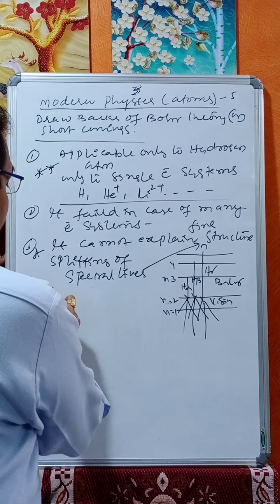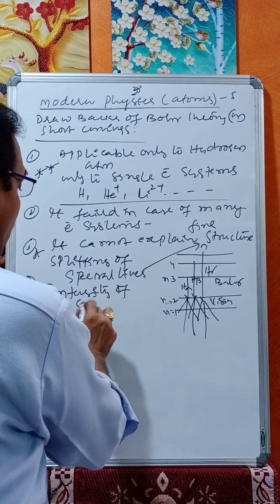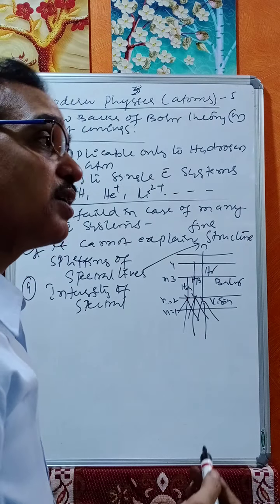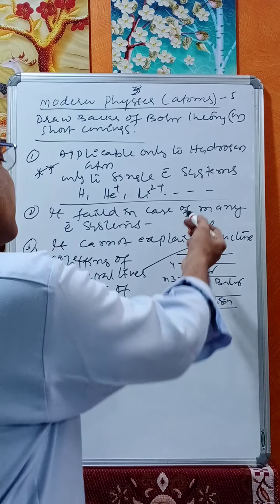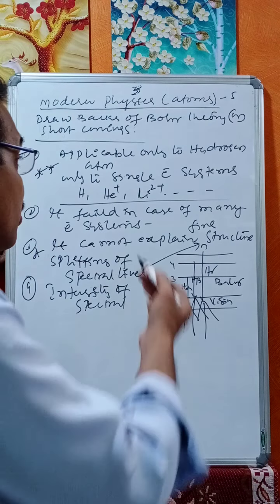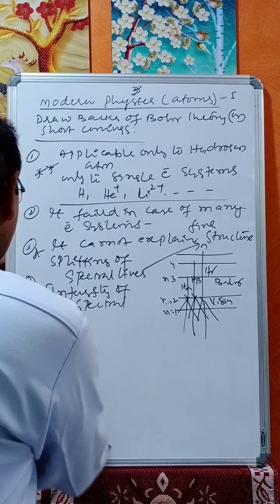Next, the intensity of spectral lines cannot be explained by this theory. H alpha is more intense than H beta. The first line of the Balmer series is more intense than the second line of the Balmer series. This cannot be explained by Bohr's model.